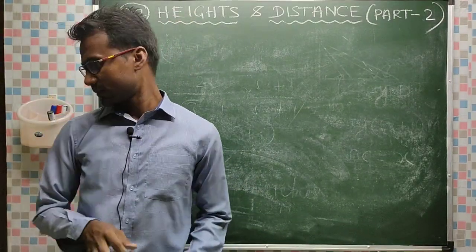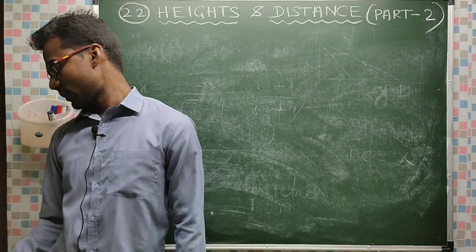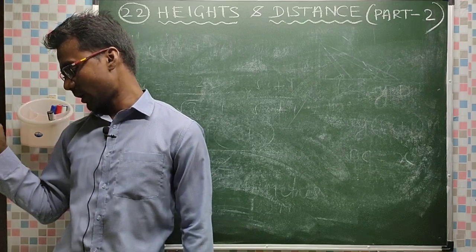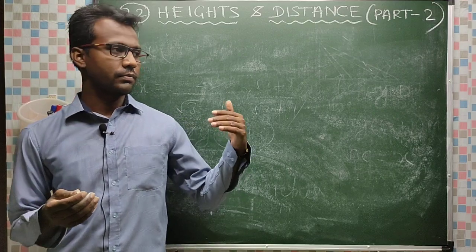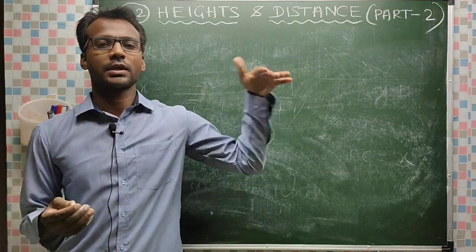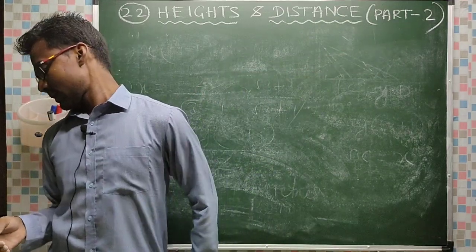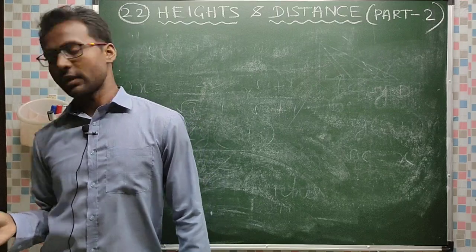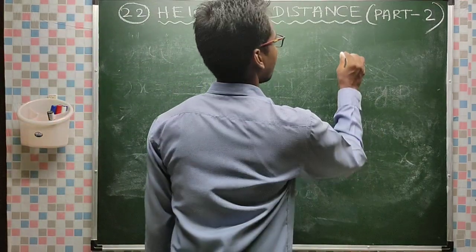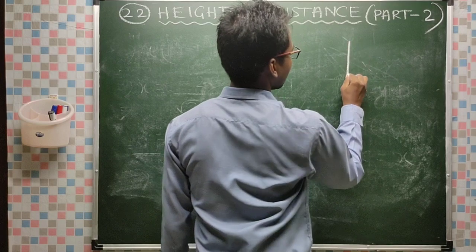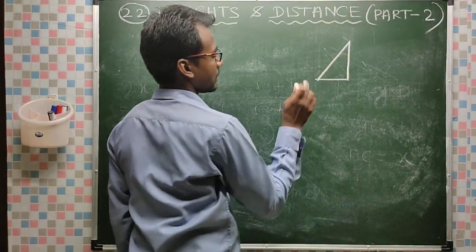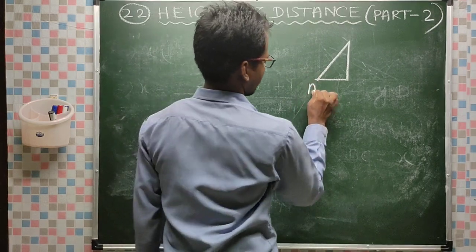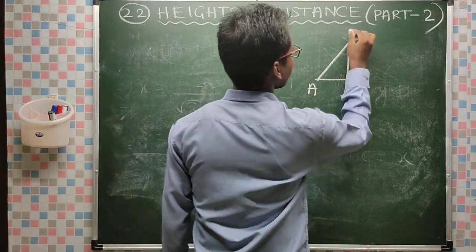Next example, an aeroplane flying horizontally 1 kilometer above the ground and going away from the observer. Okay, the aeroplane is flying away from the observer in a straight line, and is observed at an elevation of 60 degree. Okay, first it is at 60 degree. Suppose here is the plane, here is the observer. So A, B, C.